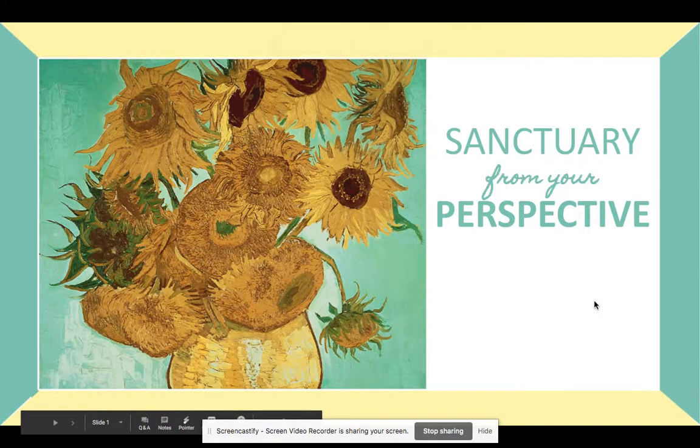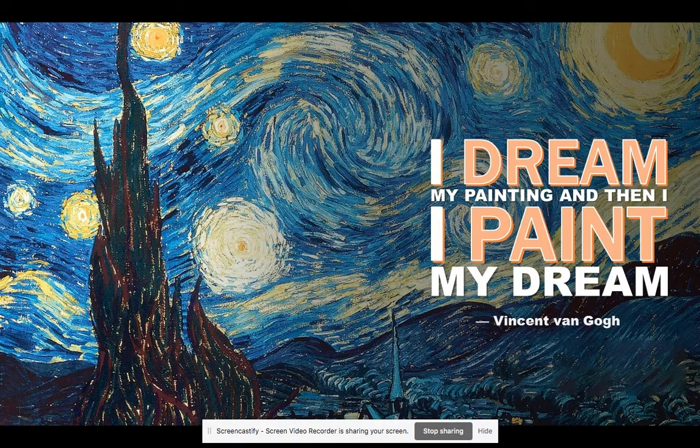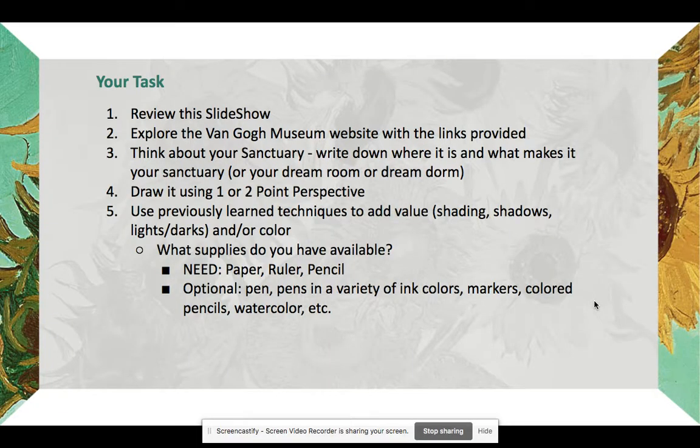So let's talk about sanctuary from your perspective. We're using Van Gogh as inspiration because of his bedroom painting that he did. We're going to review this slideshow and explore some links to the Van Gogh Museum that have some interactive components. And what I want you to do is start thinking about your sanctuary. Start jotting down notes about where it is, what makes it your sanctuary. This could also be your ideal bedroom or ideal space or your dream dorm room.